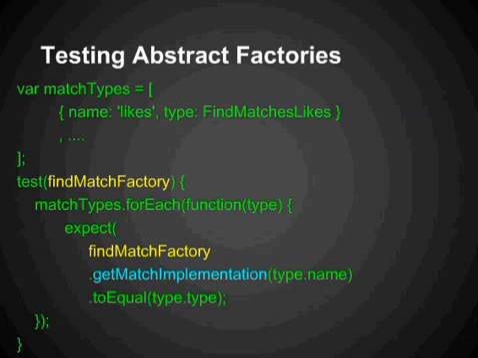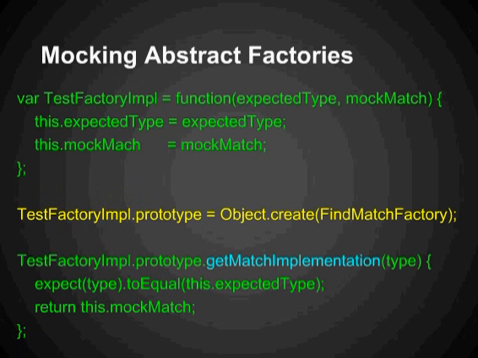Okay, abstract factories are really easy to test, which is a great thing about them. There are two ways to test them. One, you test it itself. Very simple. You just blow through all of the runtime values it expects, and then in your test, you make sure you are getting the right thing back. So for instance, if I pass in the likes string, I expect to get the find matches likes implementation back. So really drop dead simple to test.